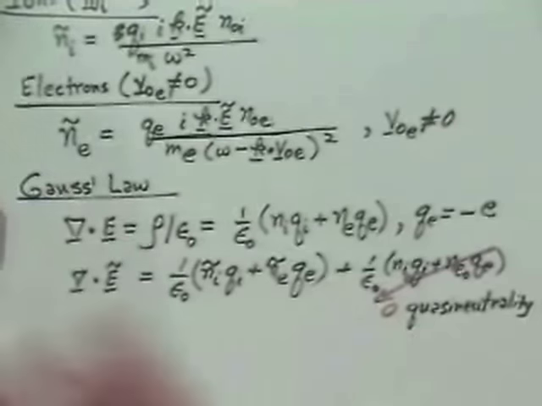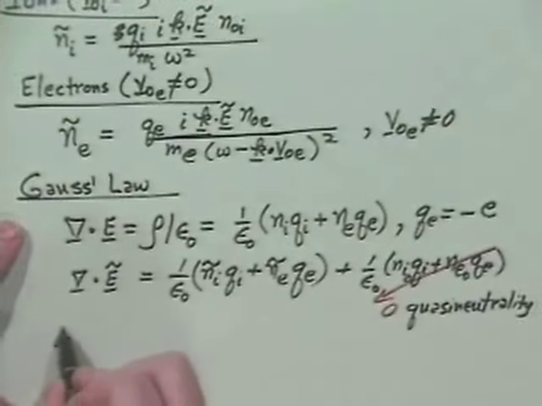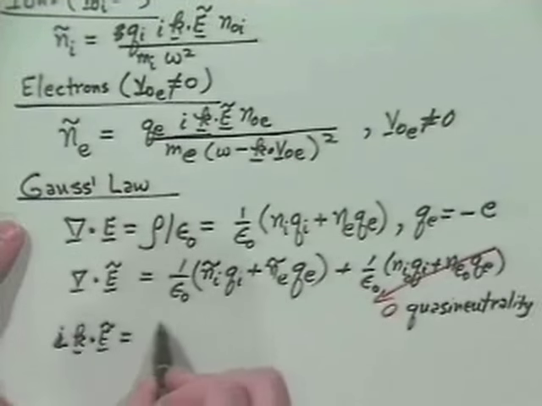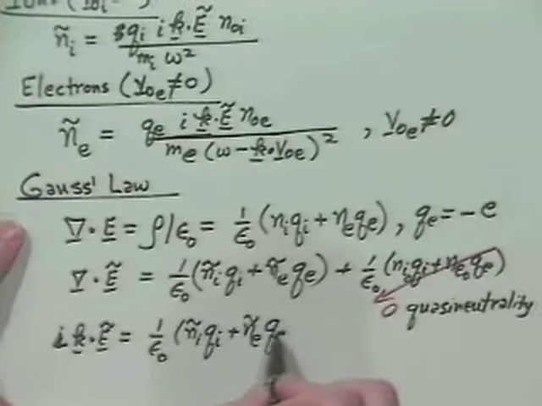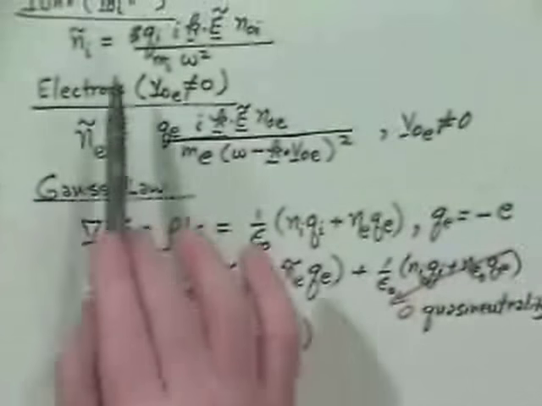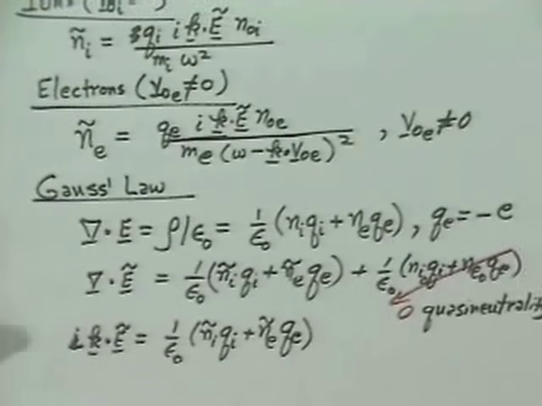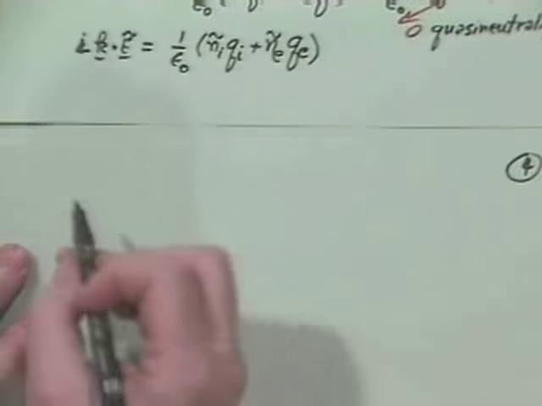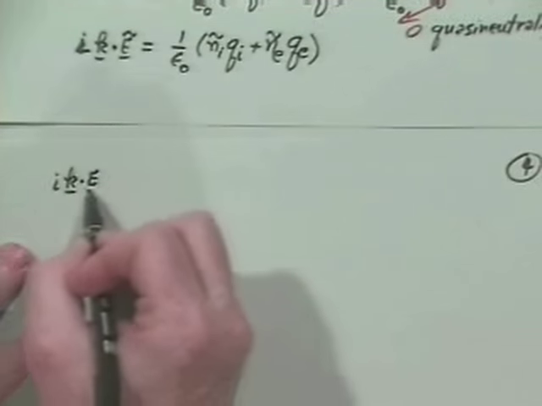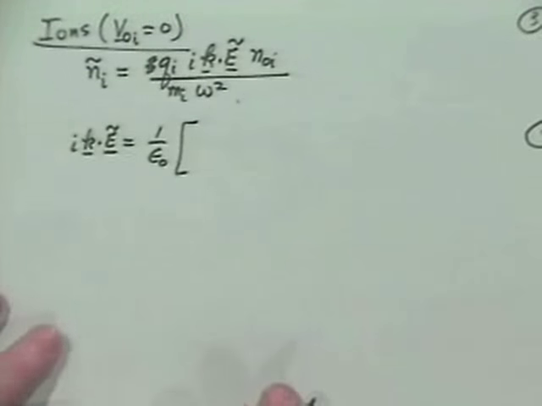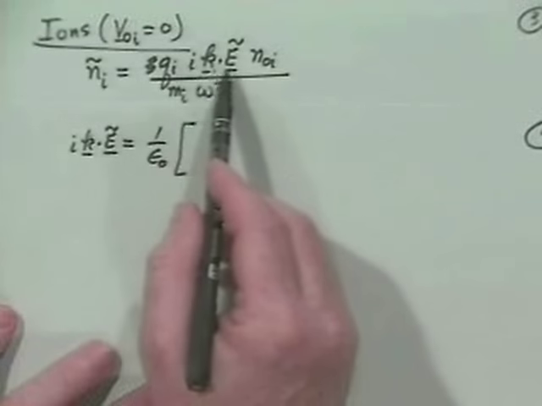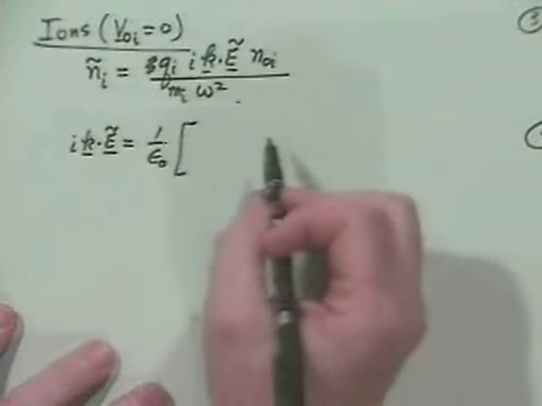Okay, so now the next step, of course, e to the i k dot x minus i omega t gives us i k dot E tilde is equal to 1 over epsilon naught times n_i tilde q_i plus n_e tilde q_e. And now I have to substitute in the ion density perturbation and electron density perturbation that we got above. So we'll get i k dot E tilde is equal to 1 over epsilon naught, and now for the ion density perturbation, what we had was this, and q_i and all that sort of stuff. But we can see that there's an i k dot E common to both the ion and electron density.